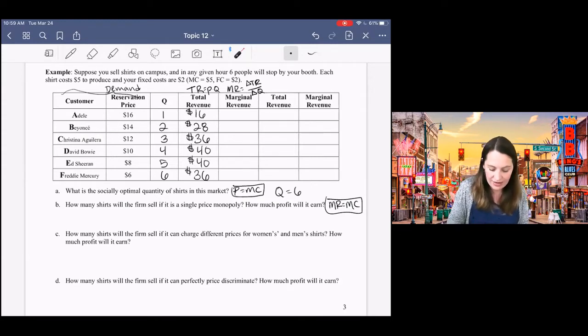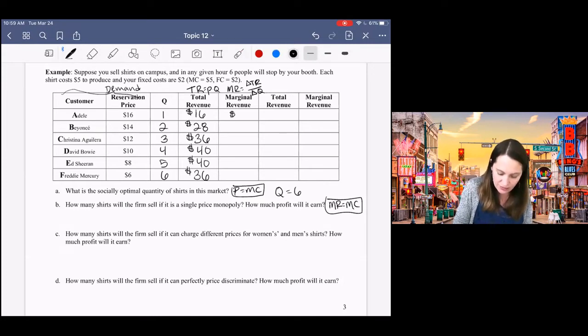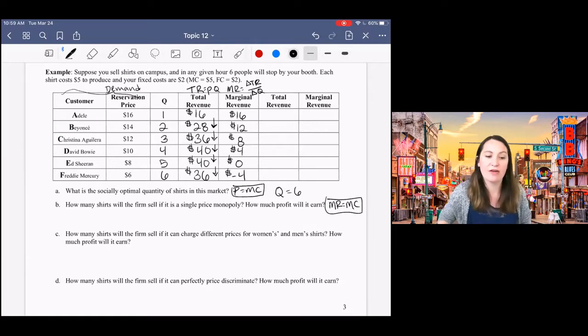So if I sell 1 unit, that adds $16 to my revenue. If I sell 2 units, now I want to look at the difference between 28 and 16. That's going to increase my revenue by $12. Selling the 3rd unit would increase my revenue by $8. The 4th unit increases revenue by $4. The 5th unit doesn't increase my revenue at all. And the 6th unit actually decreases my revenue, right? So I definitely don't want to do that.